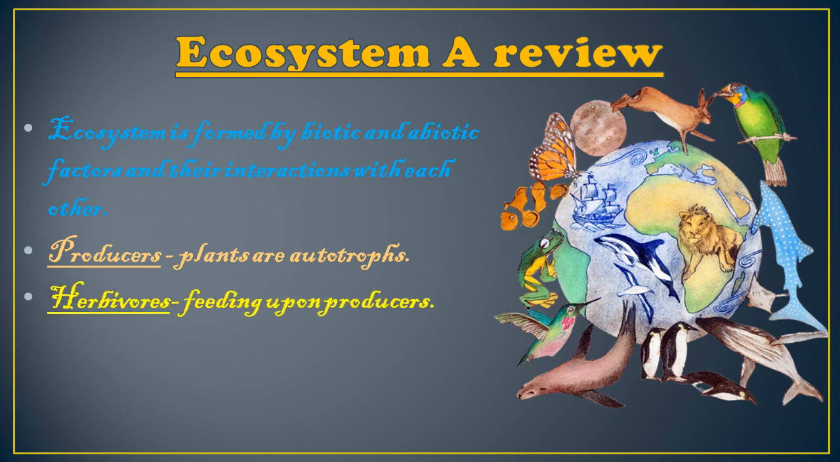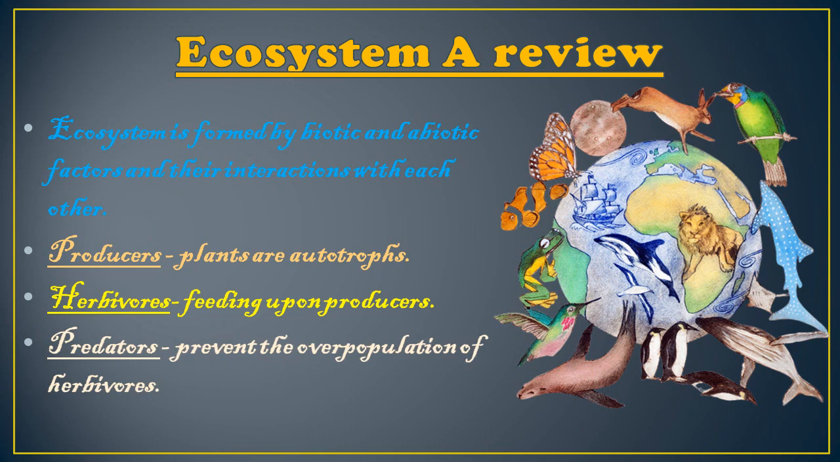Herbivores like deer, goats, sheep, cattle, horses, camels, etc., feeding upon the producers are also important. That means herbivores are the plant eaters, depending on the producers. Each and every component in the ecosystem plays an equal and important role. And predators like lions depend on the herbivores or other organisms. Predators like lions and tigers prevent the overpopulation of herbivores.